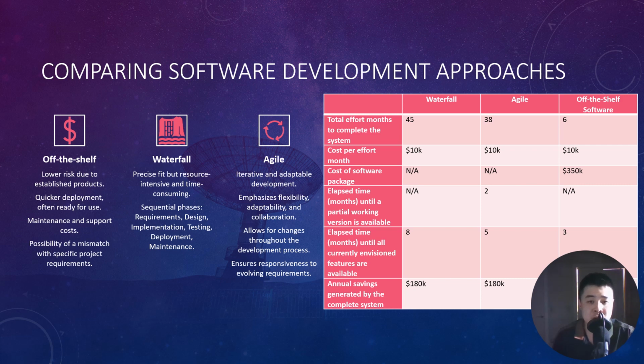Elapsed time of the off-the-shelf option is the quickest, while agile offers rapid iteration. Innovation features of the off-the-shelf option may lag behind, but agile can adapt as needs evolve. Annual savings generated: this metric may depend on the specific project objectives and success criteria. So it's crucial to use this data for informed decision making.